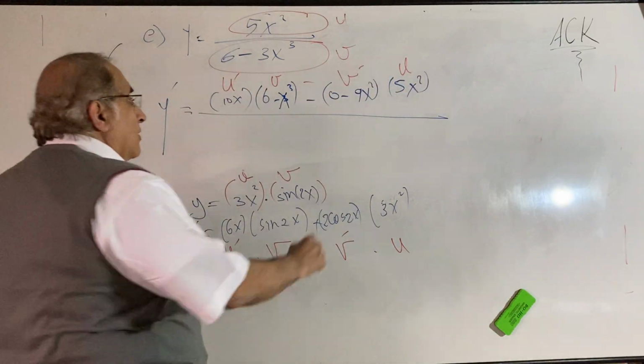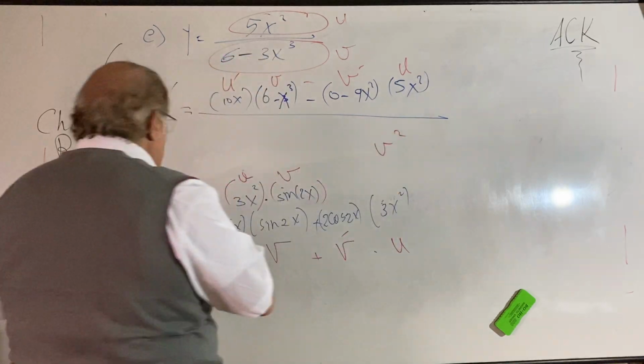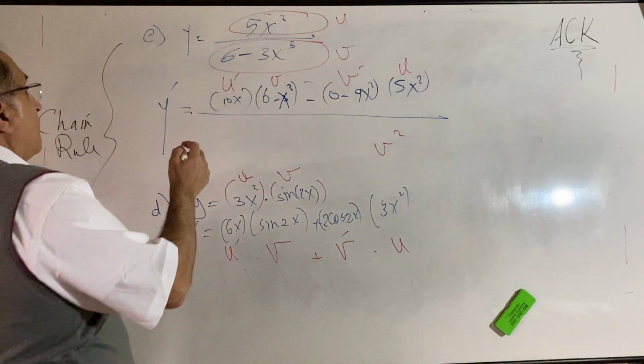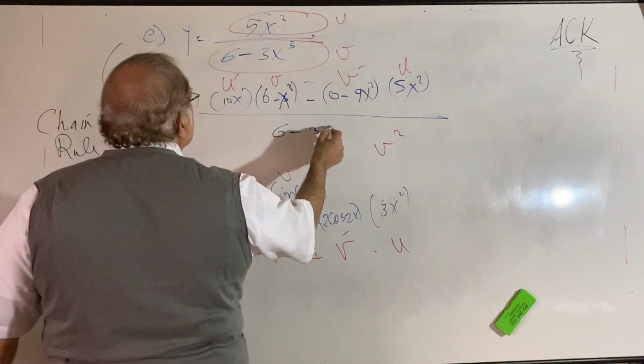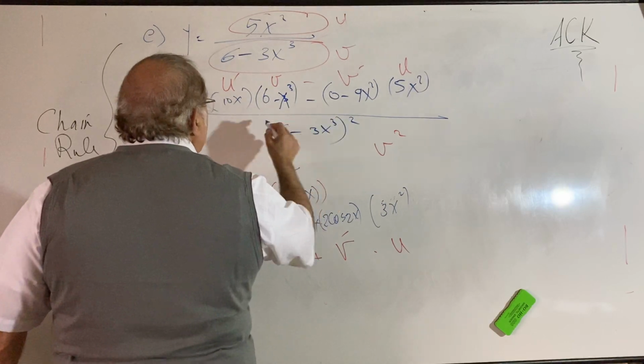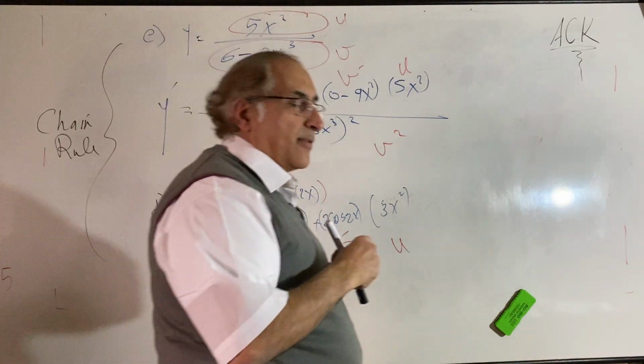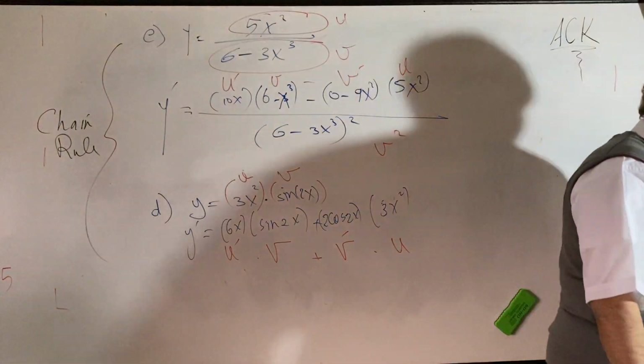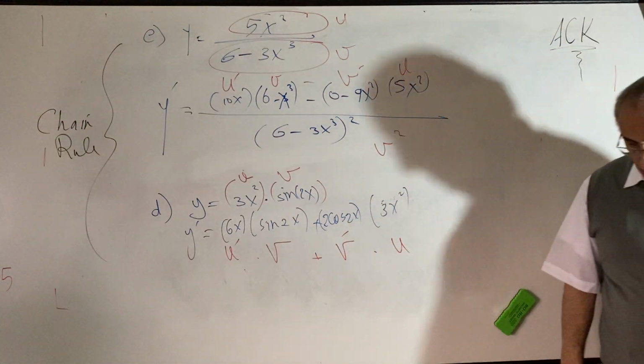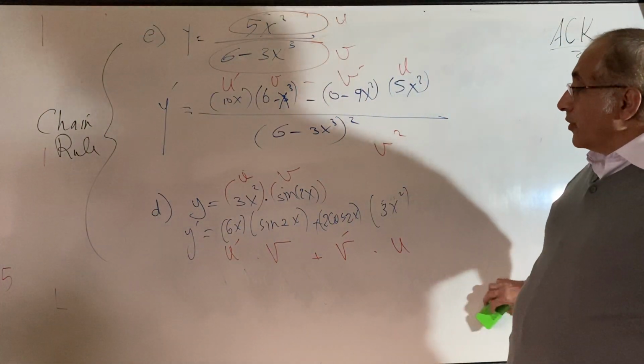What do we do down here? We do something called v squared. So what is v squared? We take all of this and then you square it. All right?